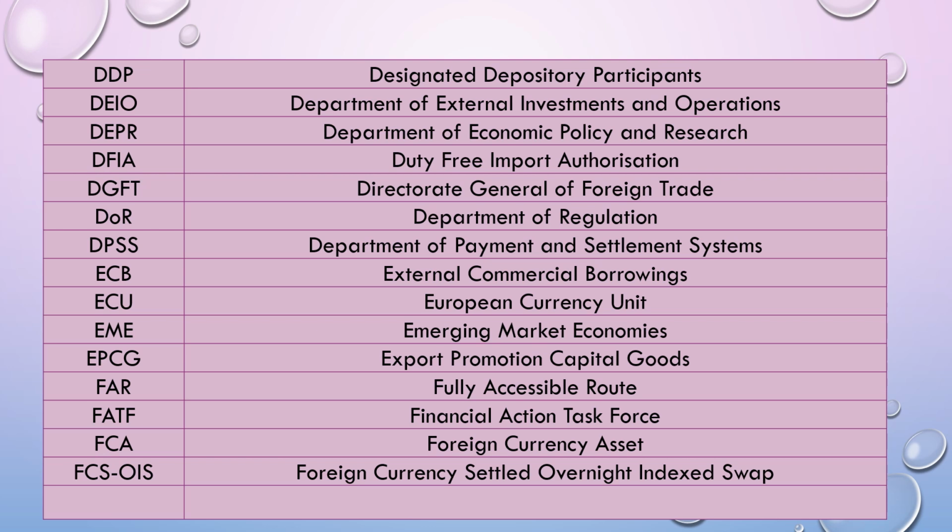FCSOIS, foreign currency settled overnight indexed swap. The OIS is a swap derived from the overnight rate, which is generally fixed by the local central bank.